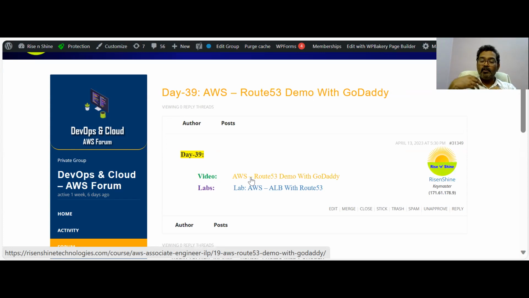The auto scaling group contains endpoints to the backend databases. That is the next service we are coming to. So that is the main concept you are going to learn today.